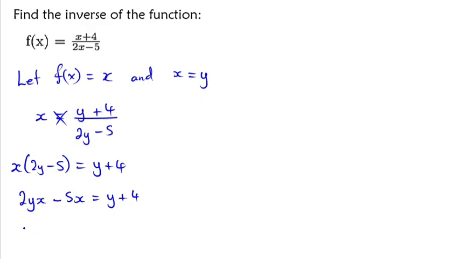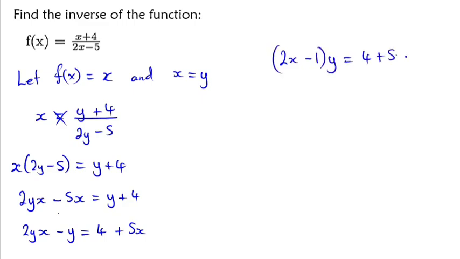So on the left hand side, we'll have 2yx - y. This is equal to 4 plus 5x, because this 5x goes to the other side, so we'll say plus 5x. So if I factor out y on the left hand side, we'll say (2x - 1). We factor out the y, and this is equal to 4 + 5x.